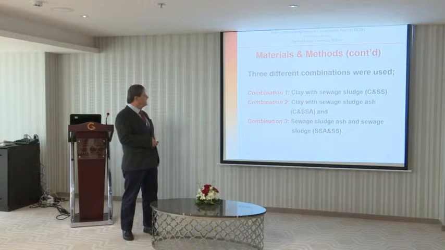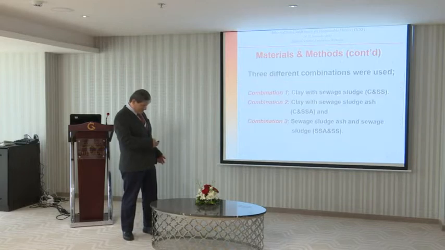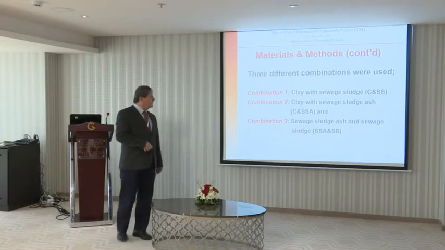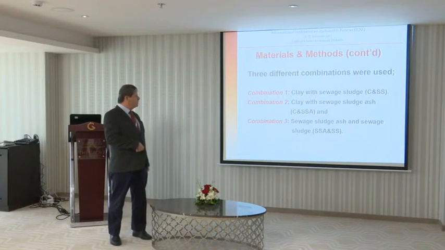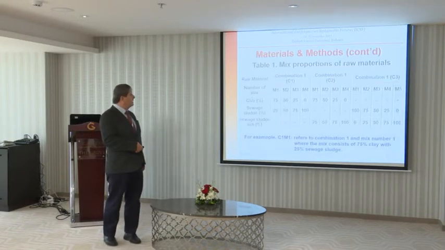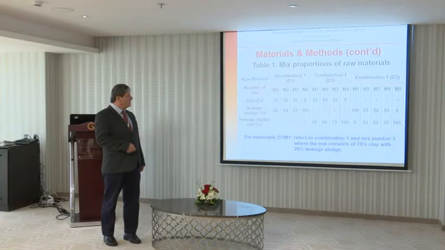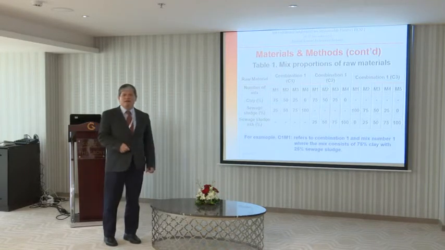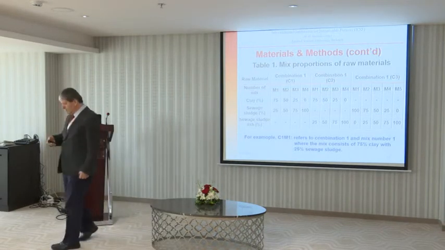In the first combination, we use clay and sewage sludge. In the second combination, clay, sewage sludge ash. And the third combination, sewage sludge ash and sewage sludge itself. For those 3 combinations, we have different mixtures here. By changing the proportions of these materials, we produce aggregates. As you see, we mixed any 2 of those 3 materials for a specific mixture.